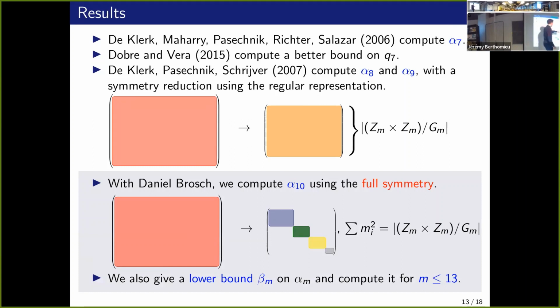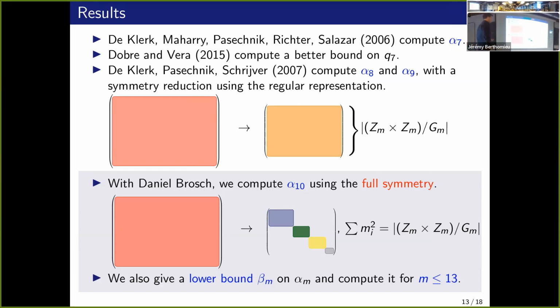So here you see how the sizes compare. After the reduction of de Klerk, Pasechnik, and Schrijver, the number of rows becomes the number of G_m orbits on Z_n times Z_m, where G_m acts simultaneously on both copies. And in our reduction, the number of the squares of the block sizes becomes this number. So basically square roots.